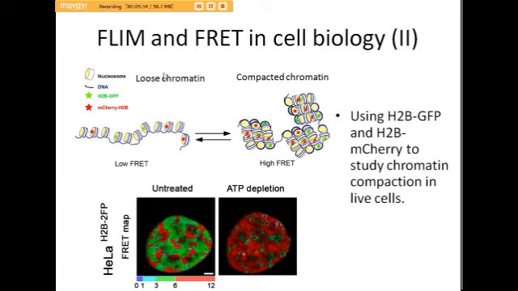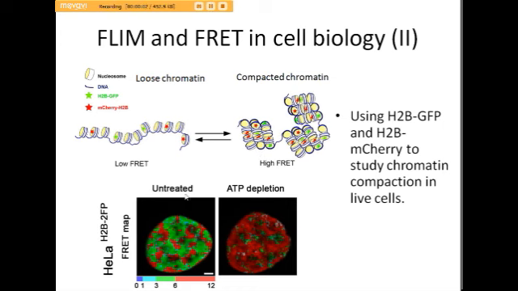Under loose chromatin conditions, because the labeling is at a low density, they are relatively far away, further than 10 nanometers. So there is no FRET or low FRET. And in highly compacted chromatin, when the chromatin is highly packed together, the nucleosomes are physically near each other. So GFP and mCherry could be physically near each other, and some of them will be less than 10 nanometers apart. Therefore there could be FRET occurring between GFP and mCherry.